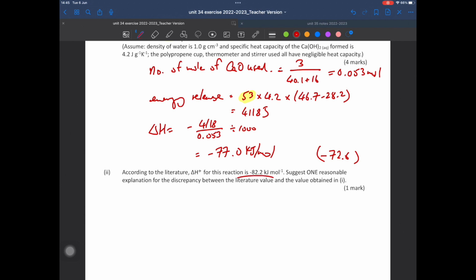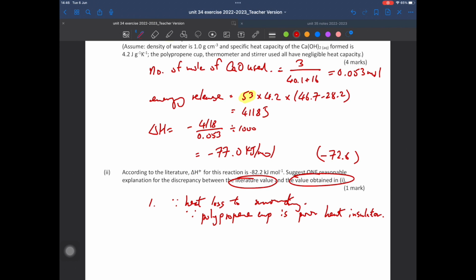Next one is why there is a difference between the theoretical value and the experimental value. So again, you have plenty of choices. But I would recommend you to write down something more besides heat loss to surroundings. Here we suggest that the polypropylene cup is a poor heat insulator. Or you may say the cup is not covered, so heat is lost easily.